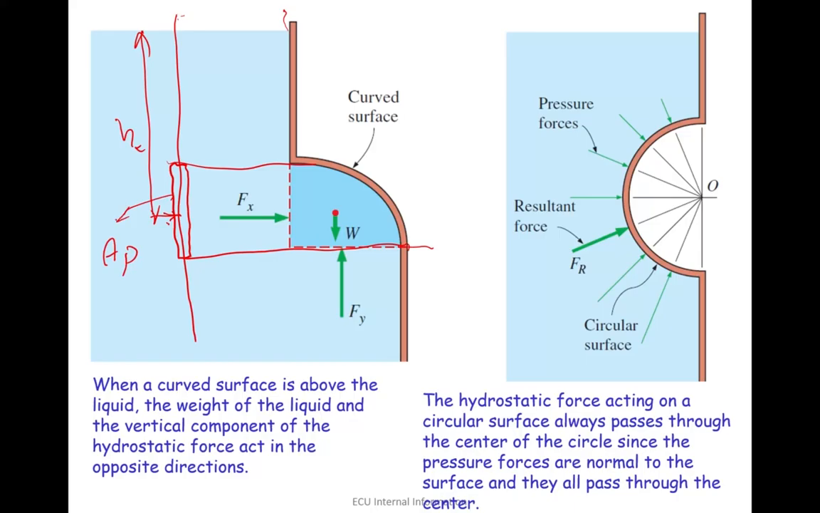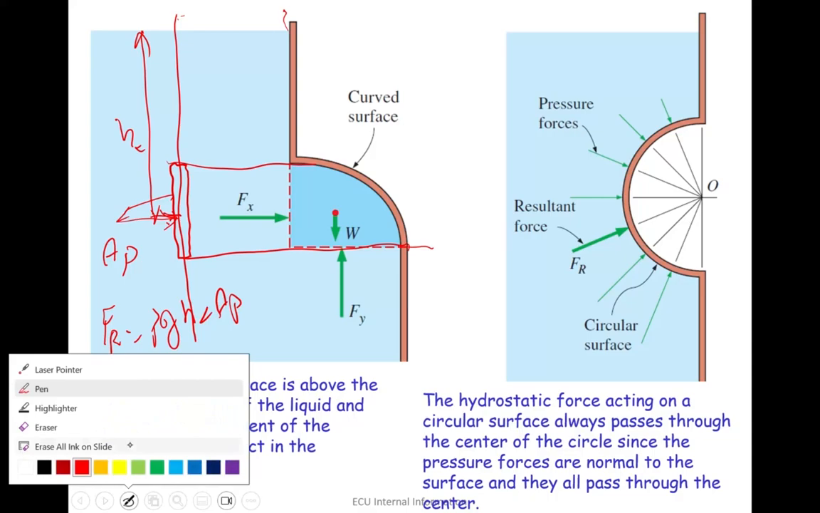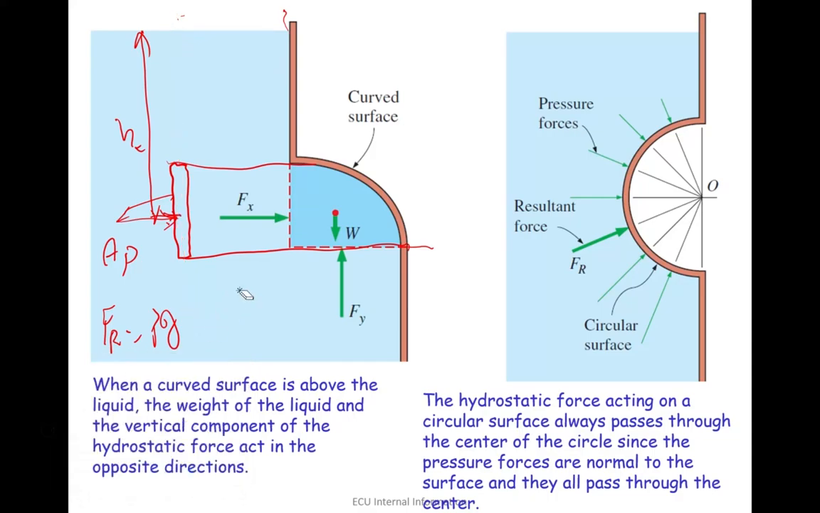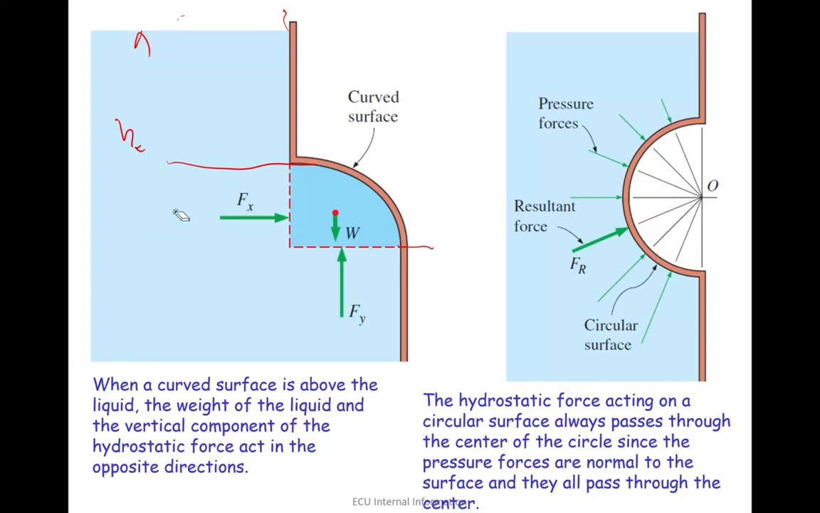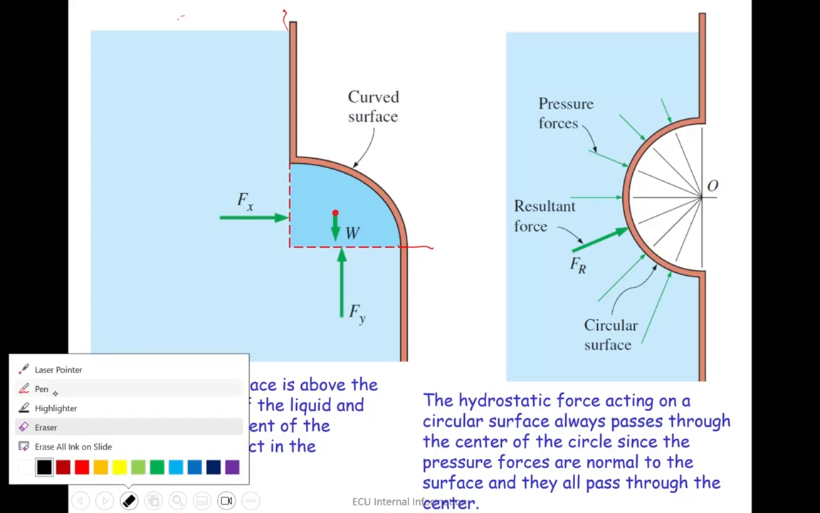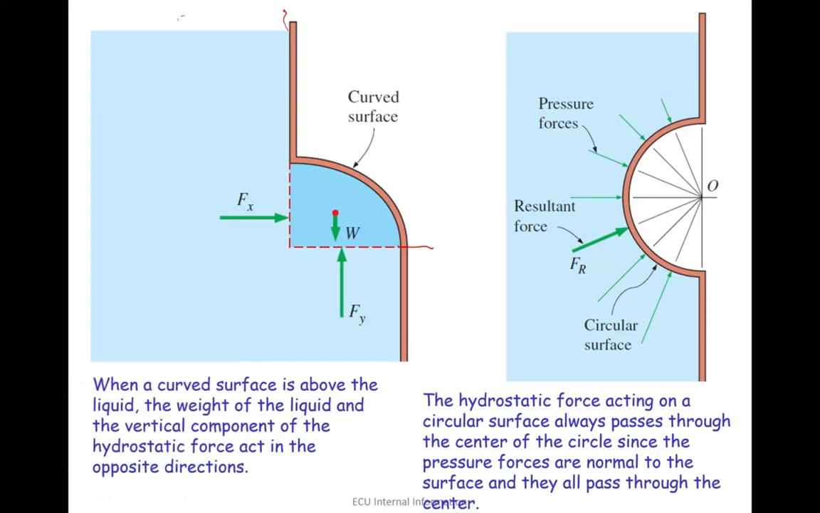This is something that you need to consider, not the area of the curved surface. So we can estimate the resultant force as Fr is rho g hc A projected. This is how we do it for the horizontal force. How can we do it for vertical forces?